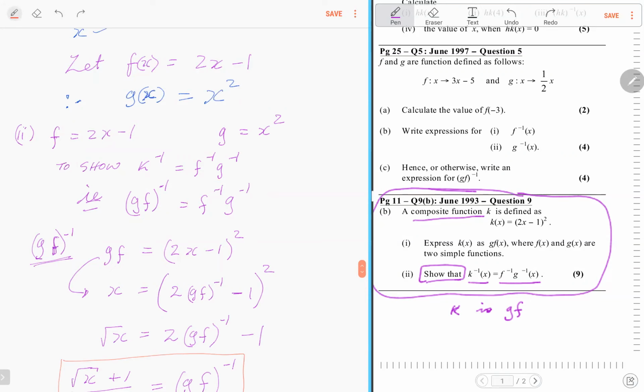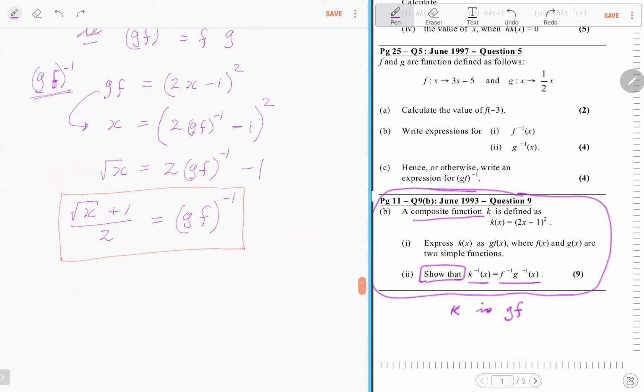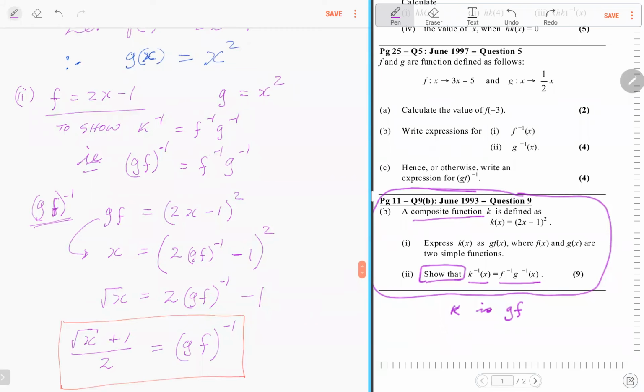Alright, so working out the right side now. Let's write what we're working out. I want to work out f to the minus 1 of g to the minus 1. To get f to the minus 1 of g to the minus 1, we need each of them first. We need the f to the minus 1 and the g to the minus 1, and then we'll composite them. So ready now. Remember that the f was just this, 2x minus 1.